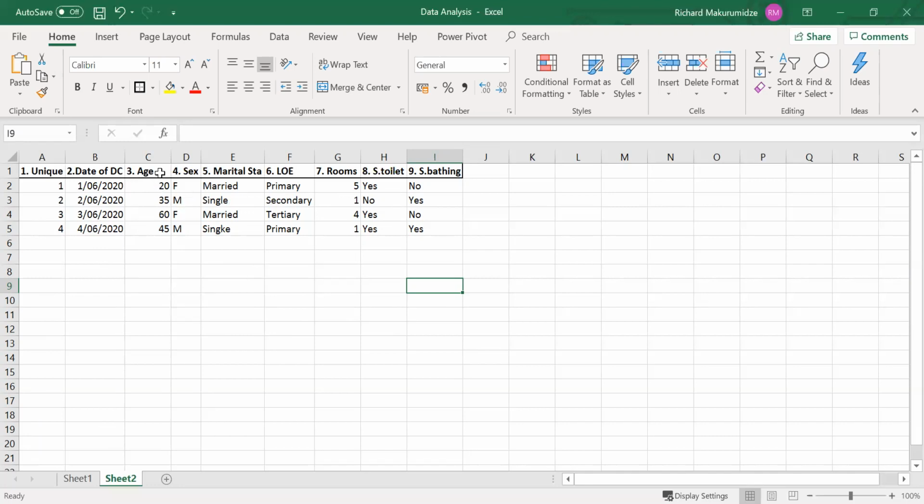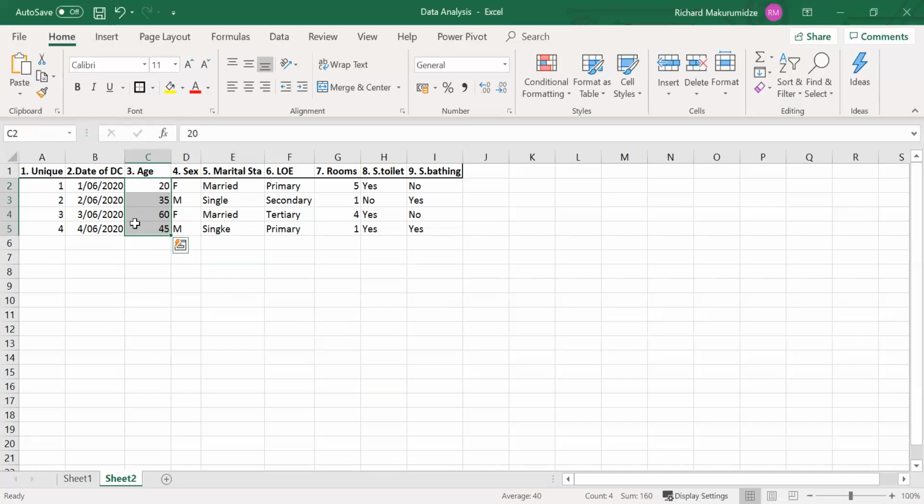So the age is a quantitative variable, so we can start summarizing our data. How do you summarize age? Age is a continuous variable, and there are several ways in which we can summarize it.